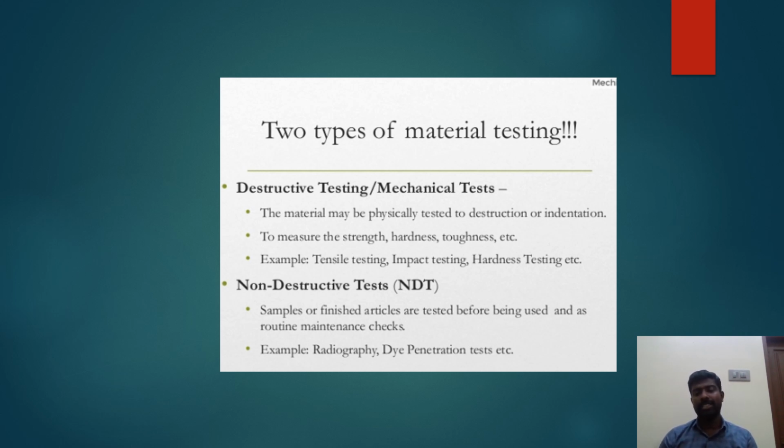Whereas non-destructive testing is the one in which the specimen will not be destroyed. It means the samples or finished articles are tested before being used, and this non-destructive test is performed as routine maintenance checks. In this non-destructive testing method, the material or specimen being tested is not destroyed. It can be used further. Examples of non-destructive testing are radiography, dye penetration test, etc.